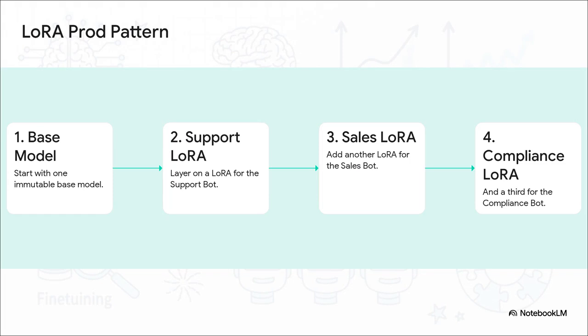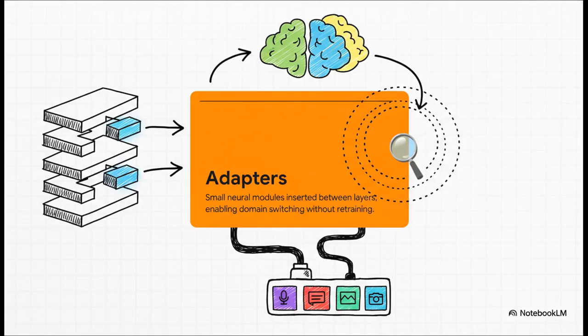And this is the architectural pattern that makes LoRA so incredibly powerful. You have one giant base model loaded up in memory, and then you can dynamically swap in these tiny LoRA files at runtime. One model can power dozens of different tasks, a support bot, a sales bot, a compliance checker, just by loading a different few megabyte file on the fly. It's amazing.